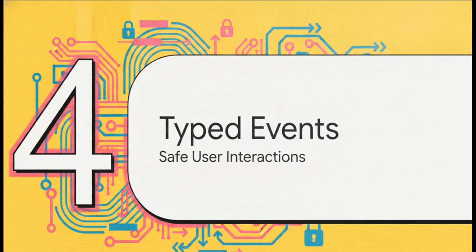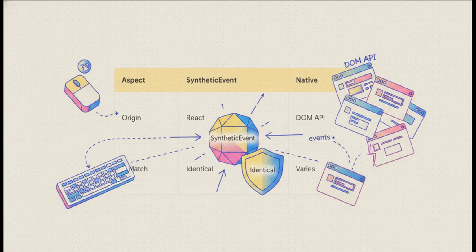Section 4, typed events and interactions. Now that our component has a reliable, immutable memory, we need a way to actually connect it to user actions safely. In React, we handle interactions, clicks, keystrokes, you name it, using event handlers.